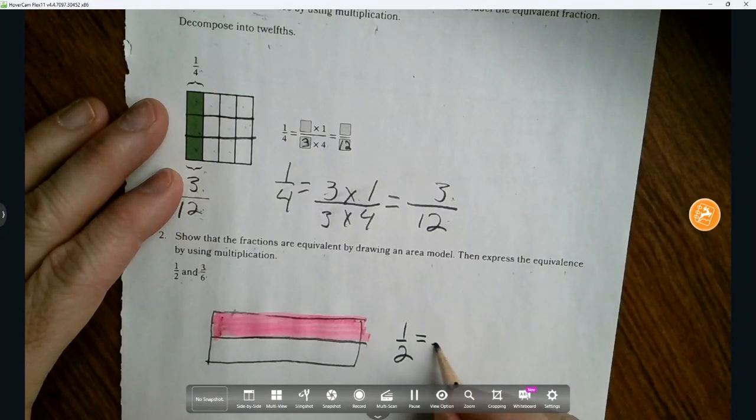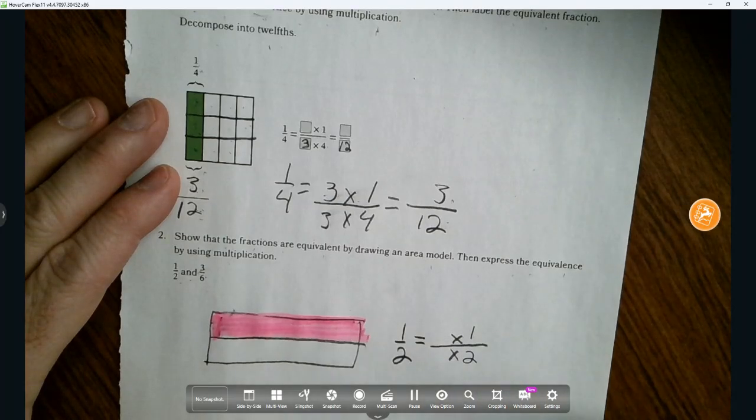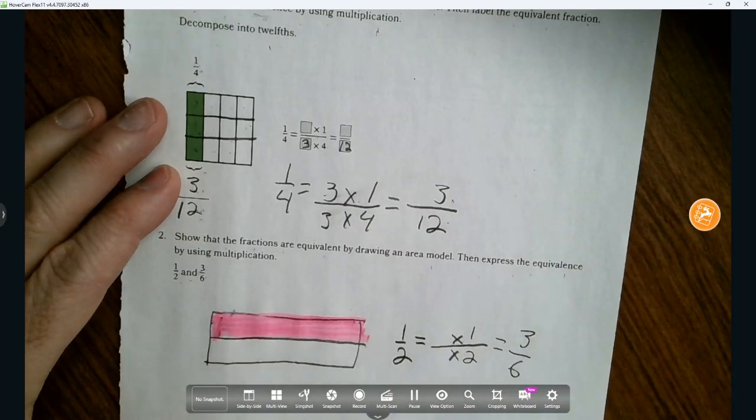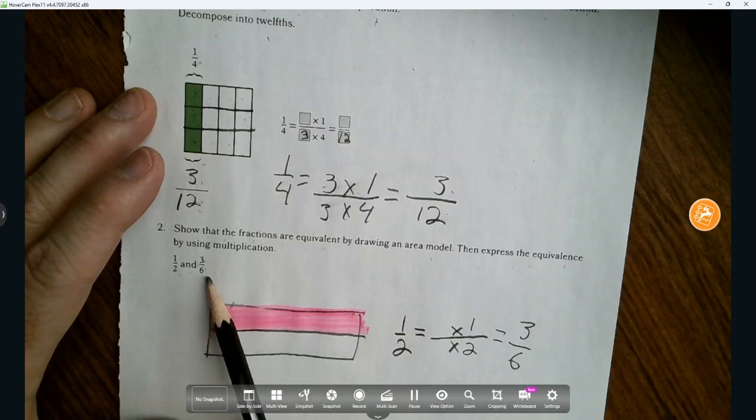All right. So we're going here. It's just like we did before. Here's our multiplication signs. We're going to put 1 up top. We'll put 2 at the bottom. And then this equals, we already have the answer, 3/6. So now we need to get to 3/6.